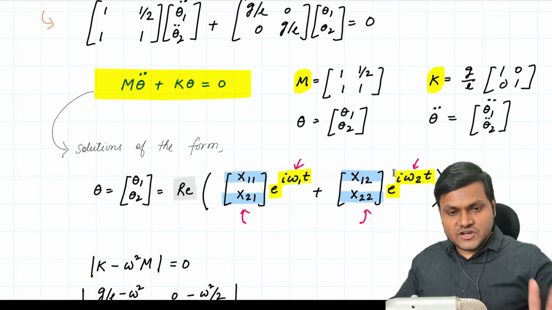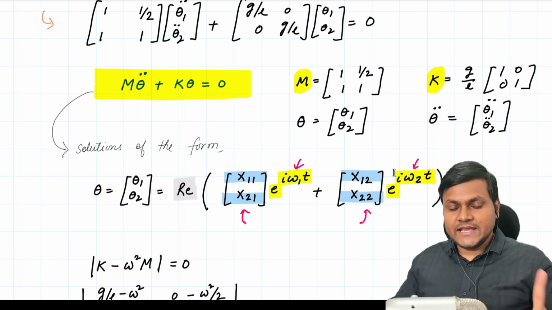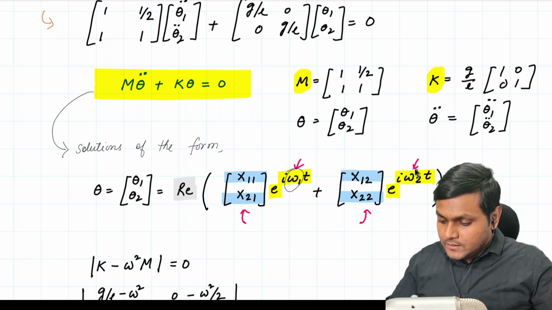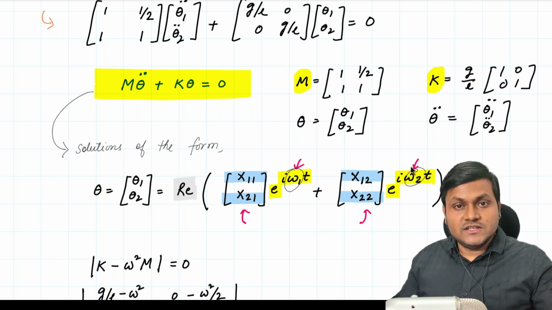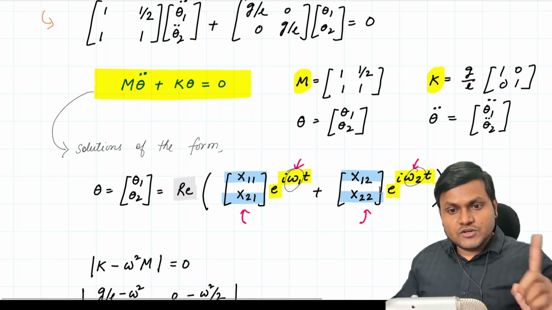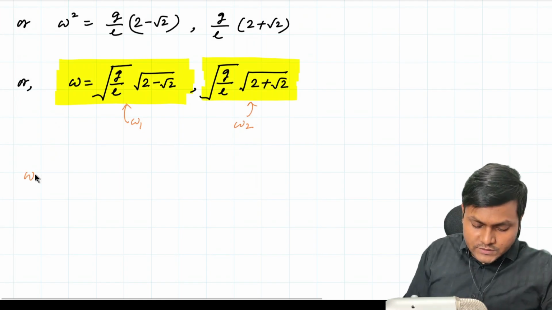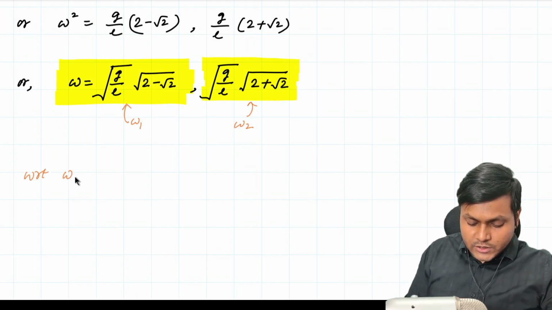But to obtain the general solution, first we also need to obtain the eigenvectors. So we have obtained the eigenvalues, which are actually the normal frequencies corresponding to this kind of system, but we also need to obtain the eigenvectors. So let's do that also. Okay, so first let's suppose we obtain the eigenvectors corresponding to omega 1.